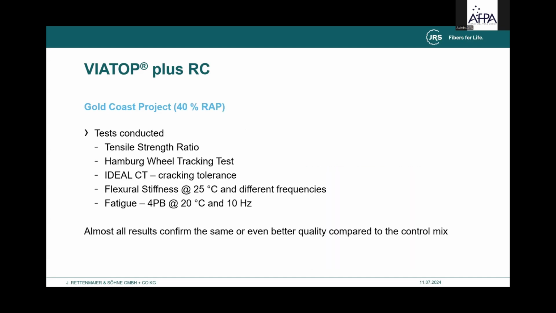I think that was explained in depth. The Gold Coast project with a RAP content of 40%. The tests that were conducted, you can see there. Almost all the results confirmed the same or even better quality compared to the control mix generated by the use of our Viatop Plus RC.